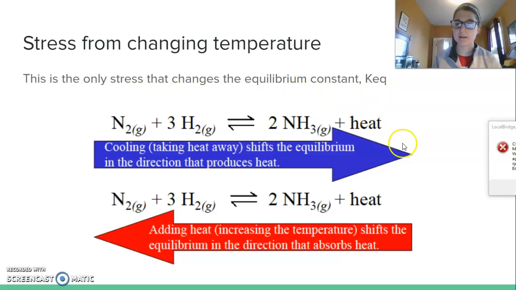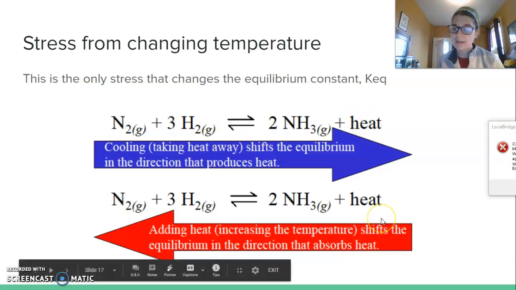So here we have heat on the product side. If we take away heat, we're going to go in the direction that produces heat, so we're going to go towards products. But if we add heat, it's going to want to remove that heat, so it is going to go towards the reactants.